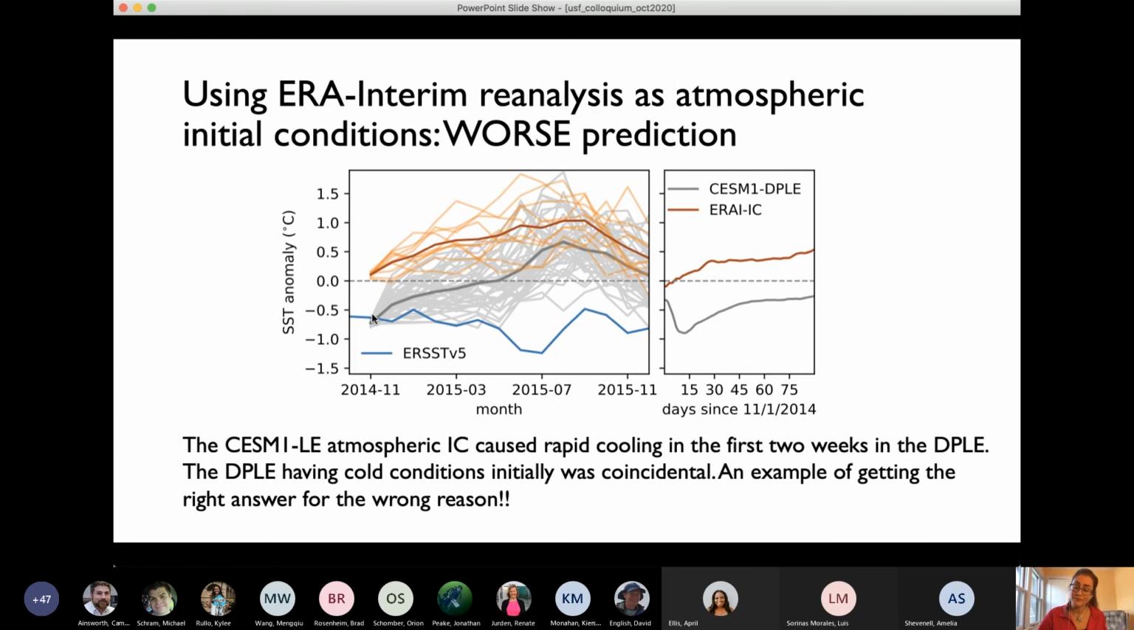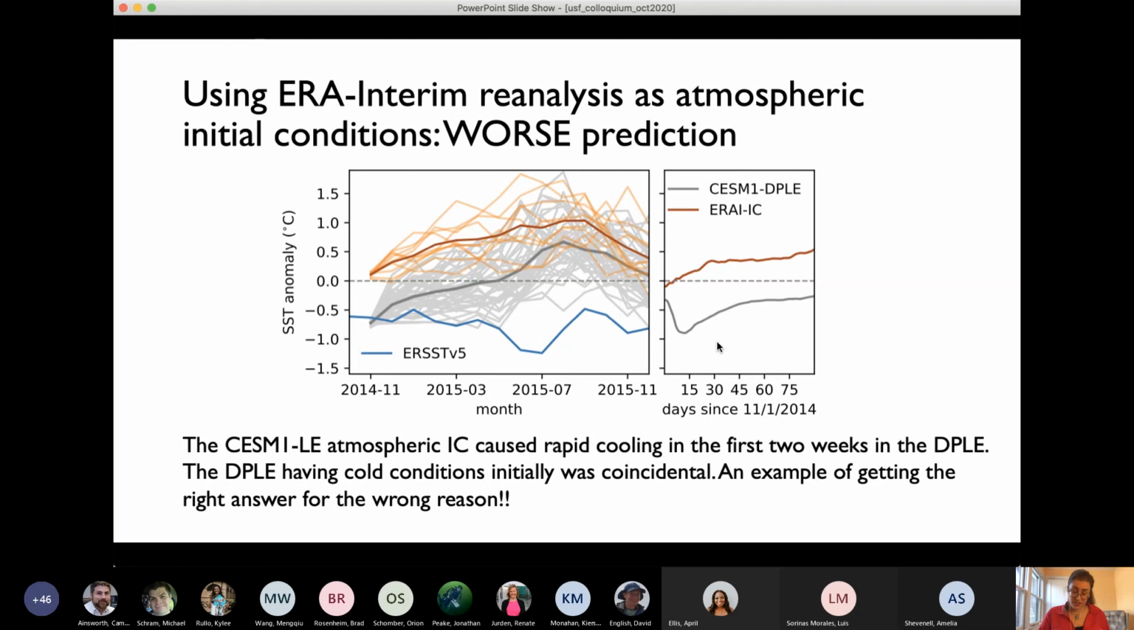which is pretty puzzling. So what happened was, in the DPLE, there are atmospheric initial conditions that drove in the first 2 weeks a really sharp cooling. And these came from the CESM Large Ensemble purely by chance. Just happened to be the type of initial conditions. And so this is an example of the right answer for the wrong reason. We started out in the right cold condition, but it happened to be from observational initial conditions that, well, they weren't observational. They were just what the CESM Large Ensemble had, and it just by chance cooled things off.